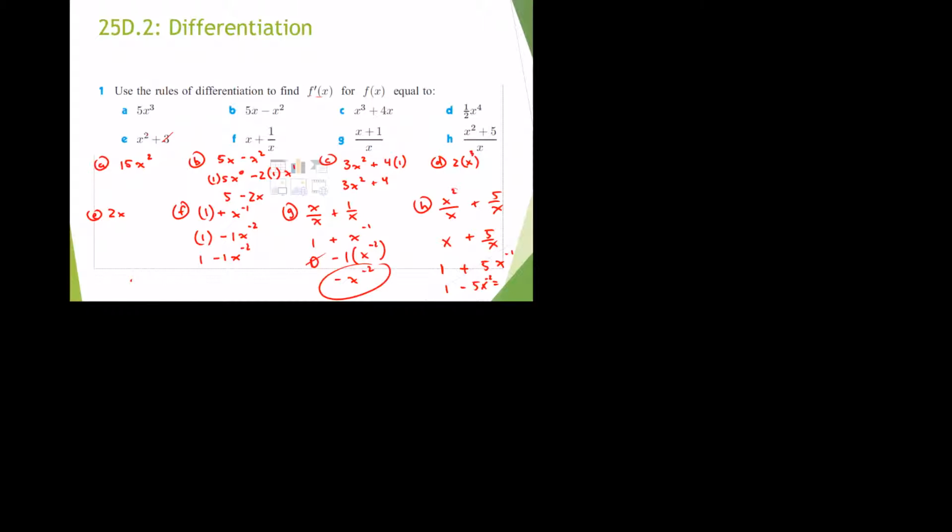So here, looking at this first one, we're going to take our 3, bump it down here, so we end up with 5 times 3, which gives us 15. And then with our exponent, we're going to do 3 minus 1, so that'll give us 15x squared as our derivative.